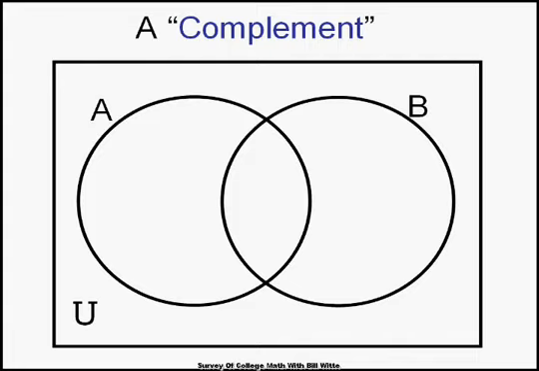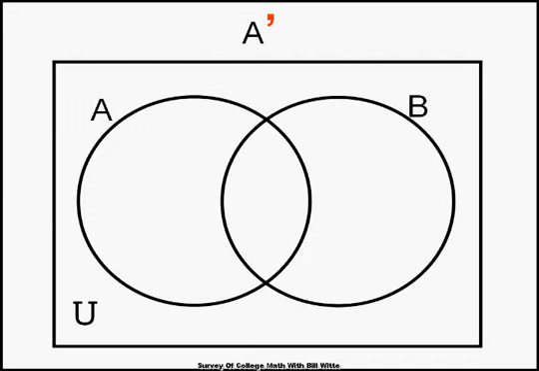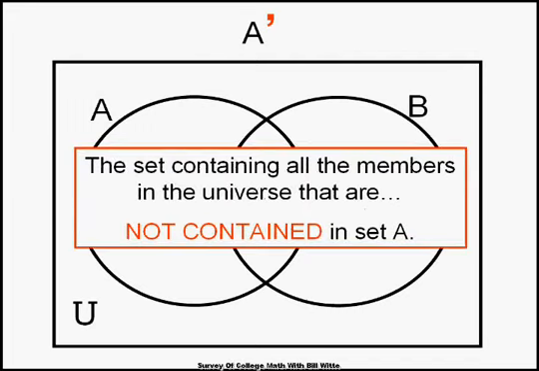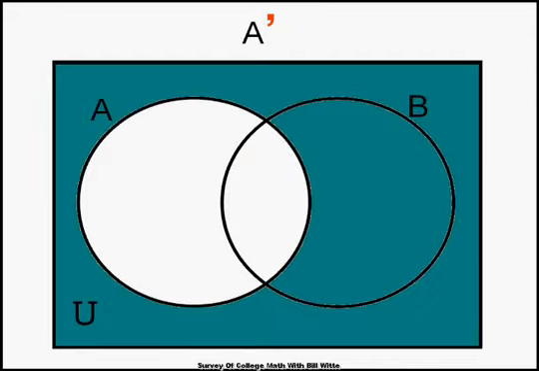Now, when we get to the more difficult problems, we're going to want to involve some other concepts. For instance, a complement. A complement, written like this, A with an apostrophe, is all members in the universe that are not in A. Everything but A is kind of what you're talking about here. Everything not contained in A. That's so easy.